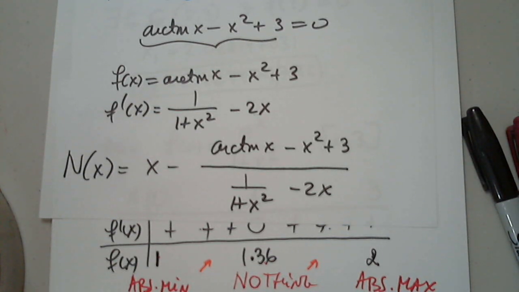Okay. So first we have to have the x, and then minus, and then left parenthesis. And we have arctangent, which is second tangent, x, and close the parenthesis. And then minus x squared, and then plus 3. Close the parenthesis. This is for the numerator. Divided by, open another. And now this is crucial. It's 1 divided by parentheses, 1 plus x squared, close. And then minus 2x, and then close again. Is this okay?